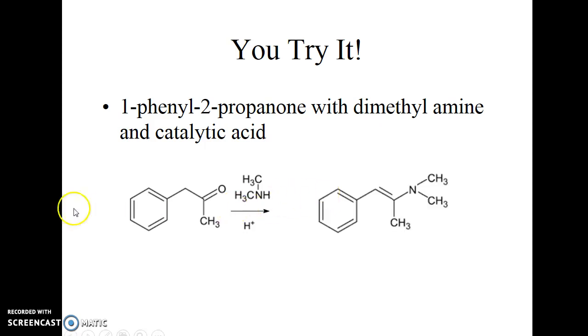An enamine. Notice this is a secondary amine, and so we form the enamine with this compound. Notice the ene is more substituted. I didn't choose to put it here. You want to have the more substituted ene.